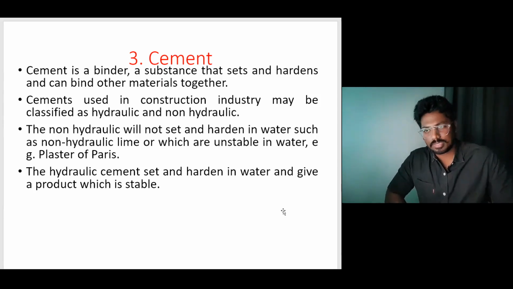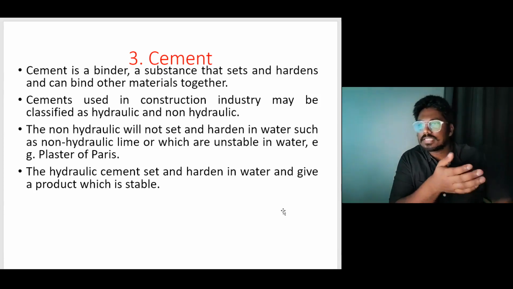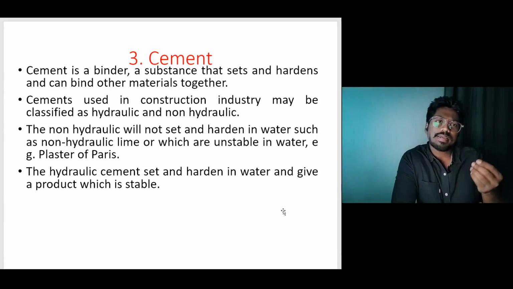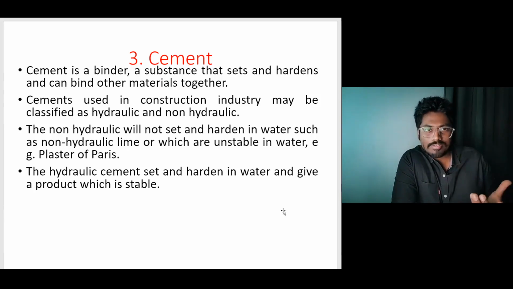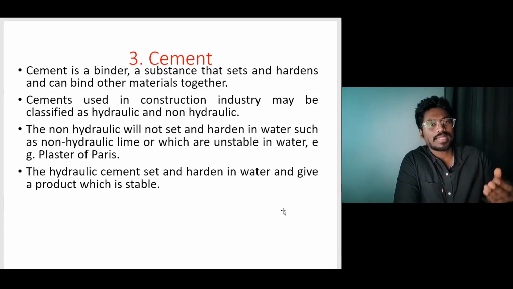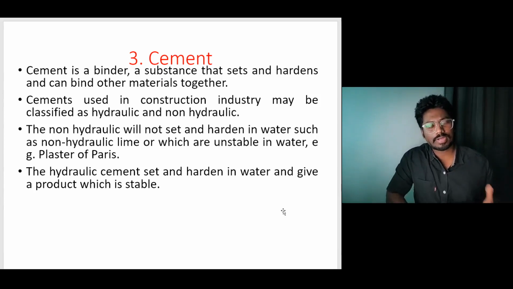Next, cement. Now cement is basically a binding material. It's not a material that is used for construction by itself. Yes, it can be used, but mostly cement is used as a binding material when it comes to construction activities.